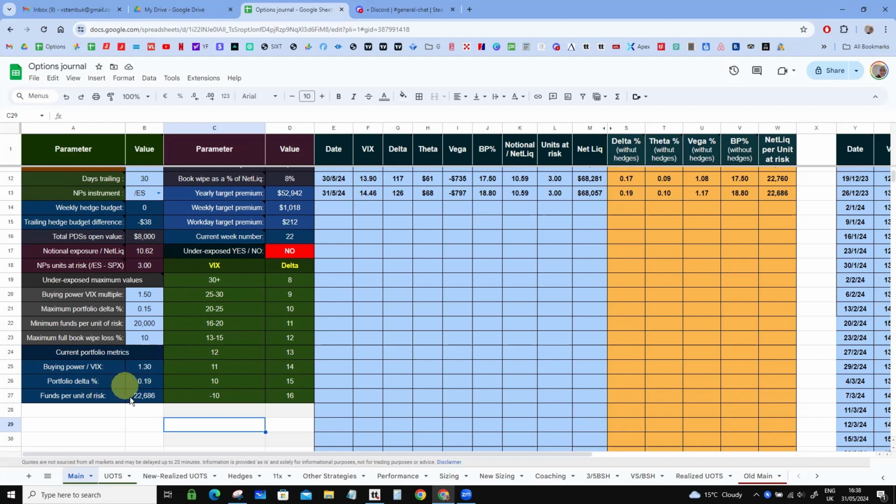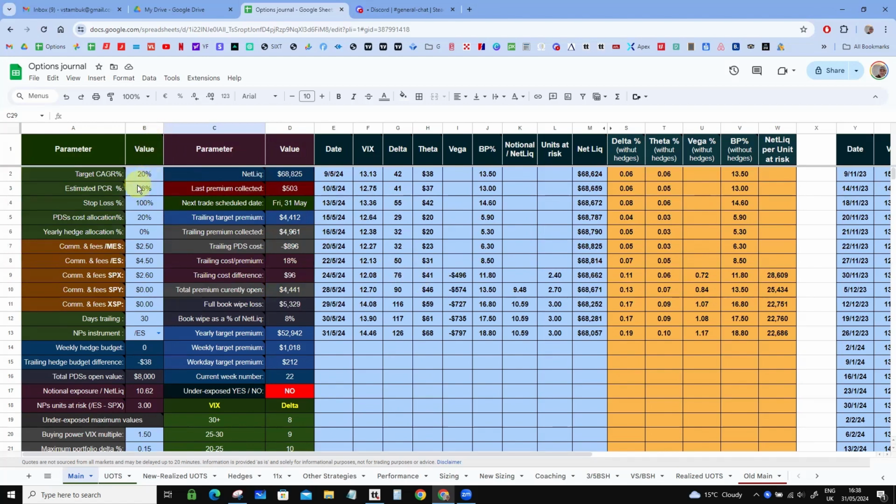Now, it's going to take a little time to figure out what the norm is for each account, because it's a function of the Netlink and of the CAGR target. So it might not be the same for everybody, but we'll talk more about that in our Discord members mastermind session, which goes right after this live trading session.